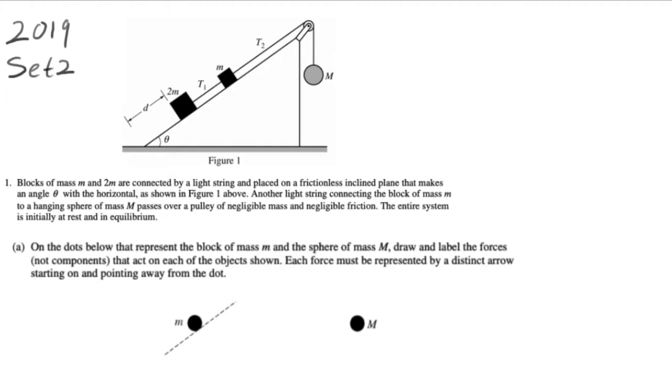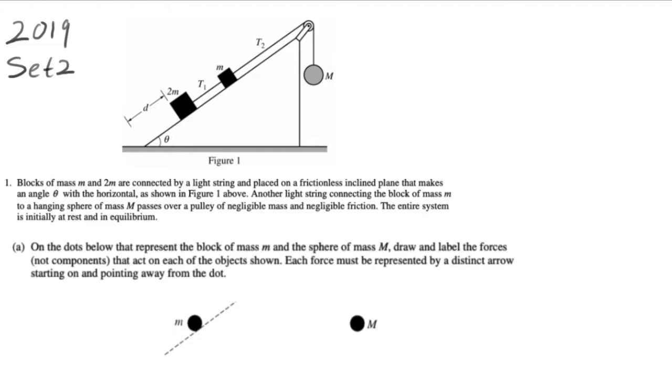So the question says, blocks of mass m and 2m are connected by a light string and placed on a frictionless inclined plane that makes an angle theta with the horizontal, as shown in figure 1. Another light string connects the block of mass m to a hanging sphere of mass M, passes over a pulley of negligible mass and negligible friction. The entire system is initially at rest and in equilibrium.